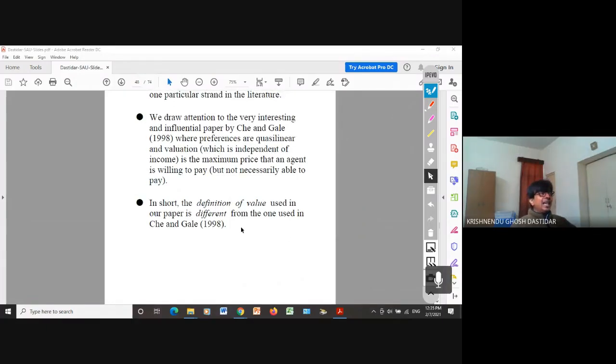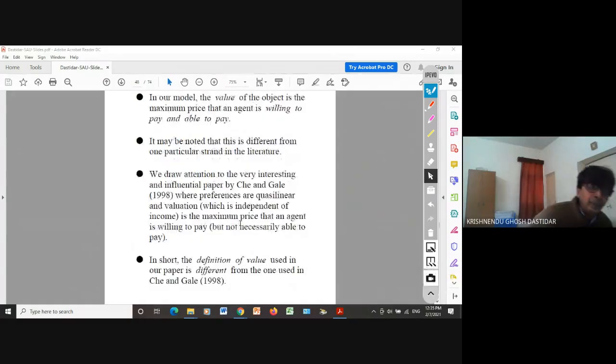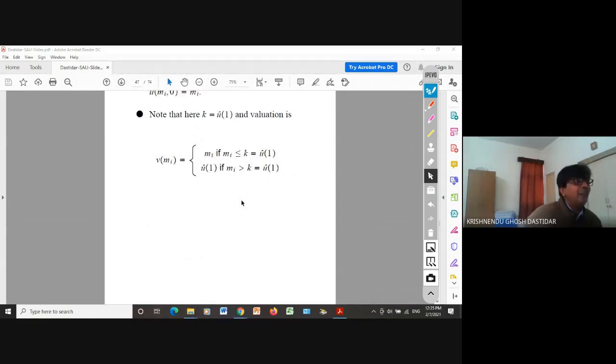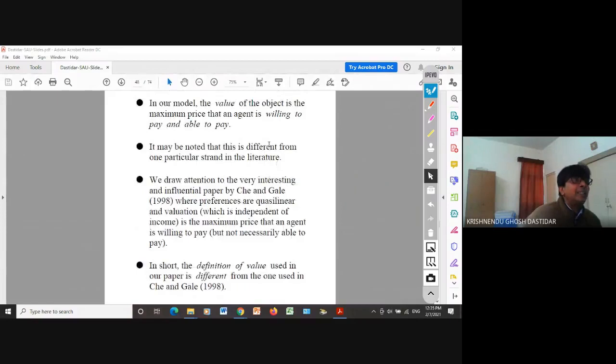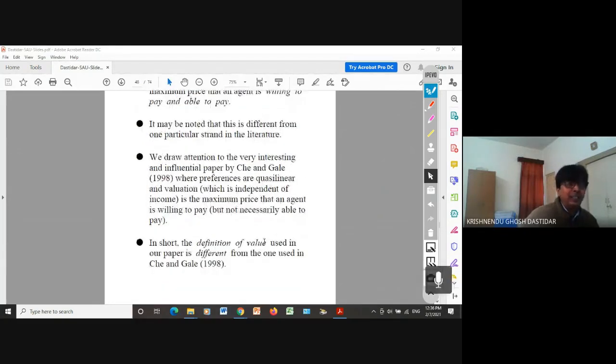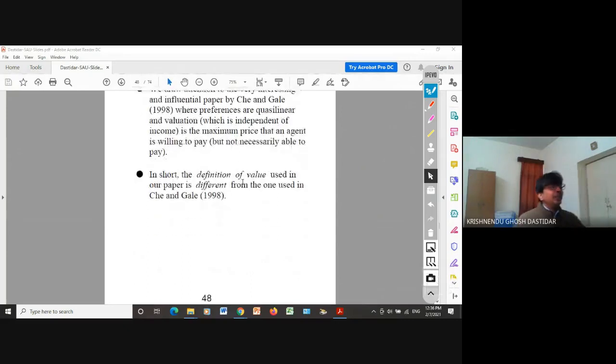Now, Che and Gale's model, to my mind, is applicable in the corporate world, where a company values some asset at something. It doesn't have the money to pay for it, but it can borrow funds to pay for it. But for ordinary individuals, when they go for bidding, I think valuation should be defined as the maximum price I'm willing to pay and able to pay. That's why I'm saying the definition of the value used in our paper is different from the one used in Che and Gale. It's a strand of literature there, an influential paper.